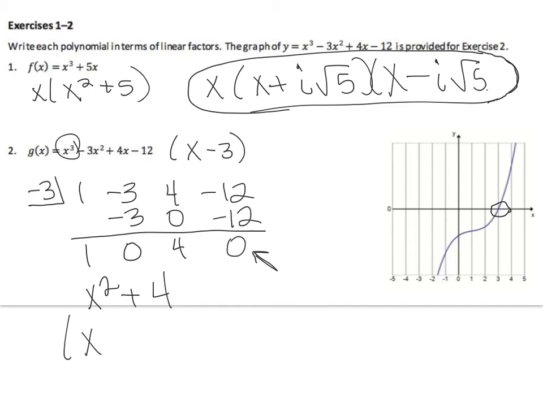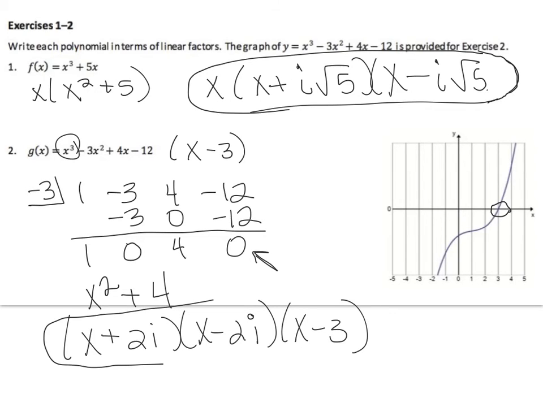And then I can factor this to x plus 2i and x minus 2i. And then let's add that third one in there. Those are my 3 linear factors. Okay, I have a power of 3, so I need 3 solutions, whether they're real or not. Cool. Any questions, let me know tomorrow.